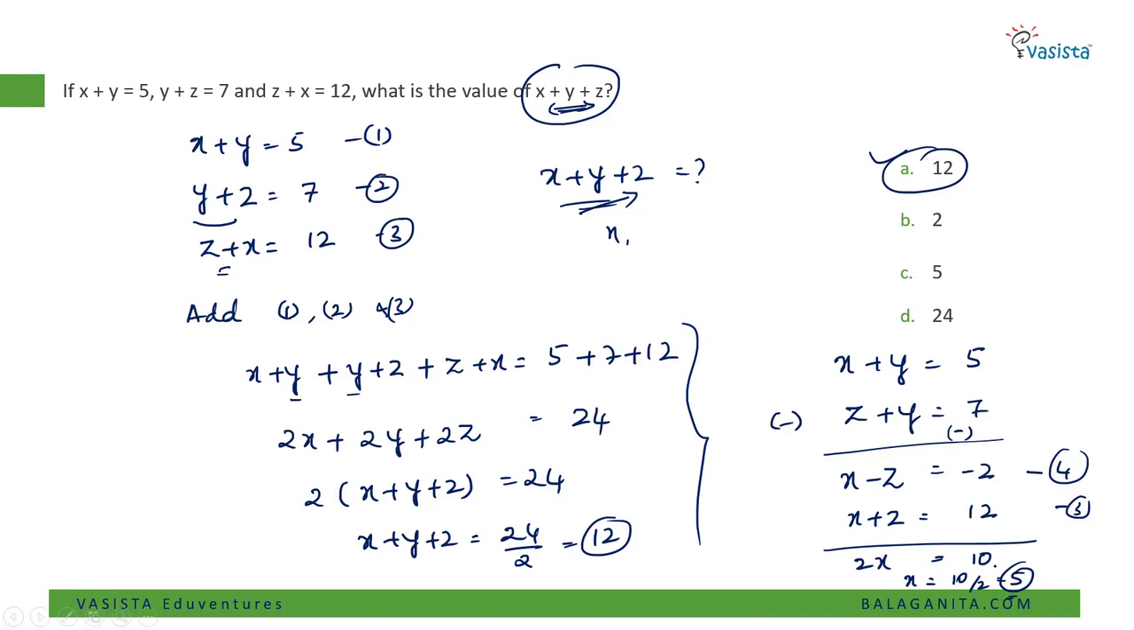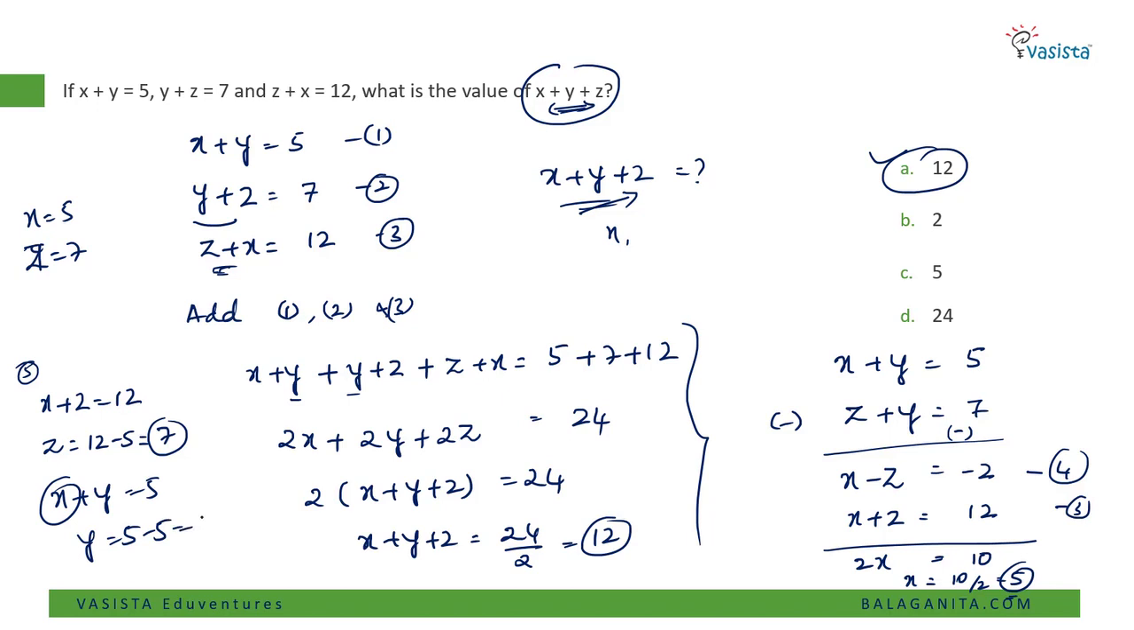By using this 5, that is the value of x, now you can check out here. We know that x plus z is equal to 12. x we know is 5, right? z is equal to 12 minus 5, which is going to give us 7. So x is 5, z is 7. Now let us go with the first equation, that is x plus y is equal to 5. x is 5, so y is equal to 5 minus 5, which is going to give us 0. Right, y is equal to 0. Substitute the value of x, y, z to this, so you are going to get 12 only. Right, option A is the right one.